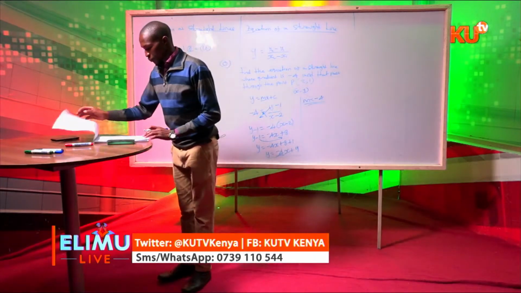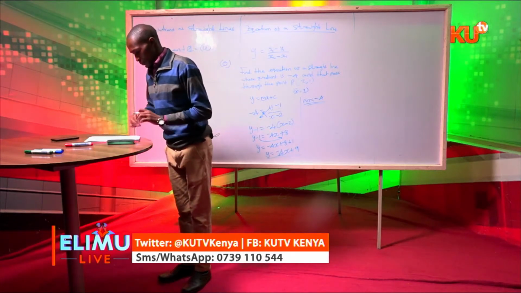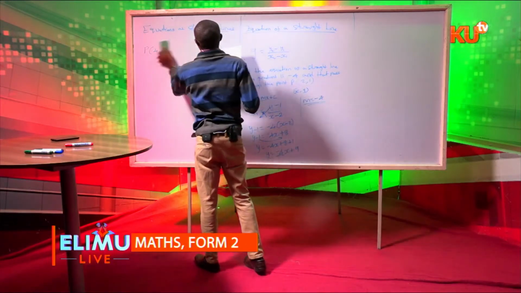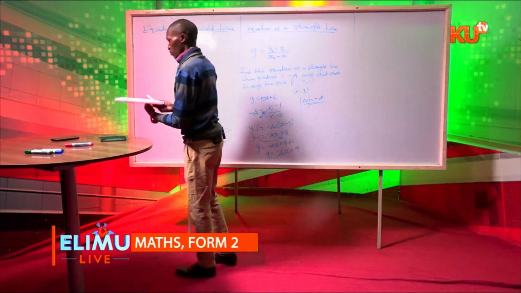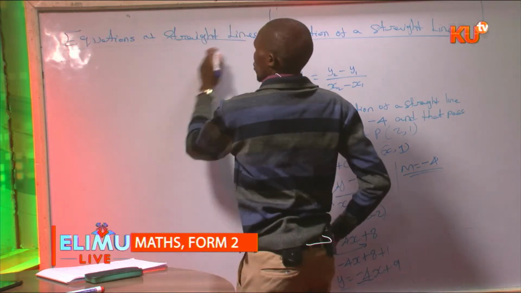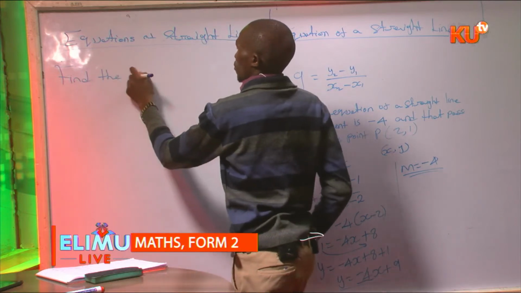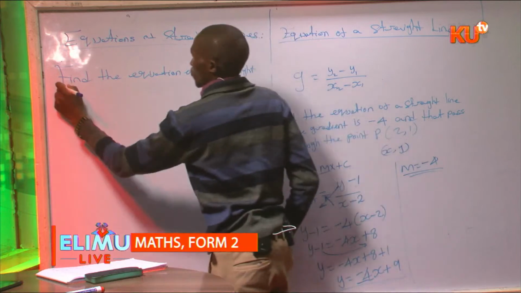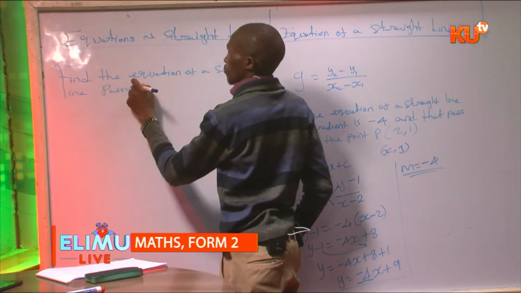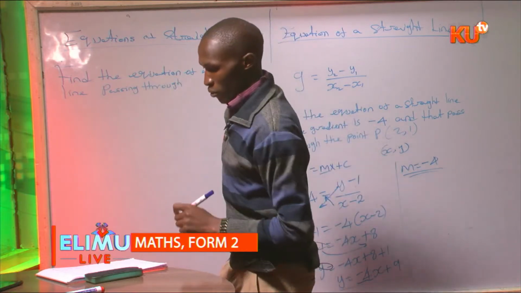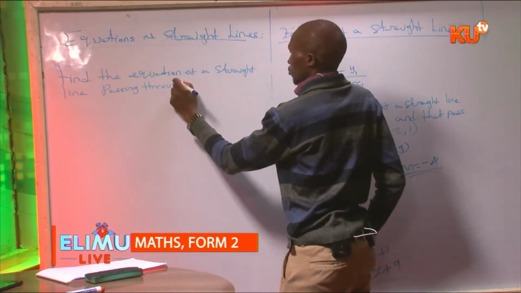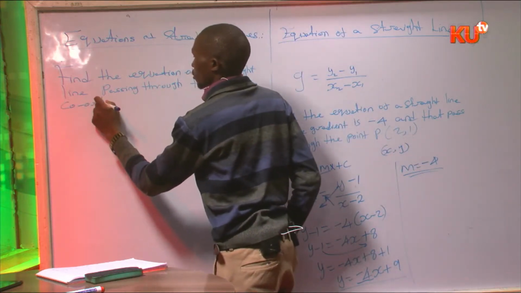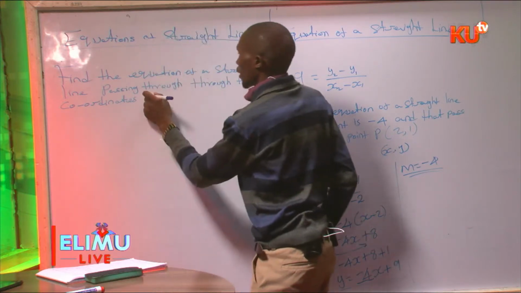So let's do another example. Let's try out another example here. Find the equation of the line passing through the coordinates (2, 4) and (8, 7).